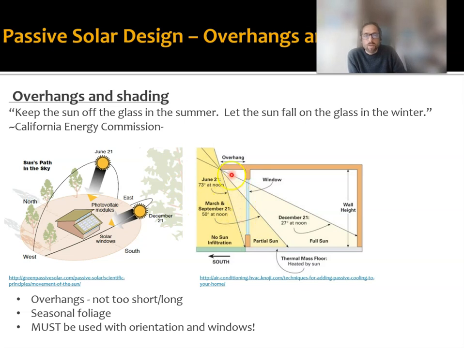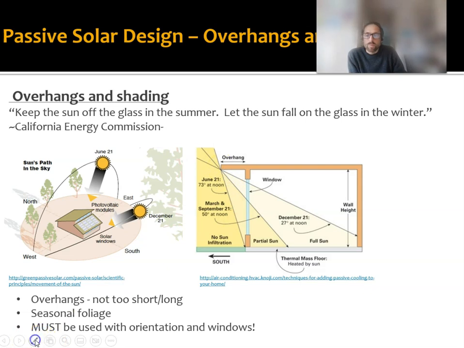But the problem is if you don't have this overhang here, okay, you can see what this is. This is the sun angle. That's what these lines are, right? So this is the summer sun. It's high in the sky, so it comes from a higher angle. The winter sun is lower in the sky, it comes from a lower angle like this. And then spring and fall are going to be in between. And so the key to an overhang is that it has to be designed just the right length so that it blocks the summer sun but allows the winter sun in.